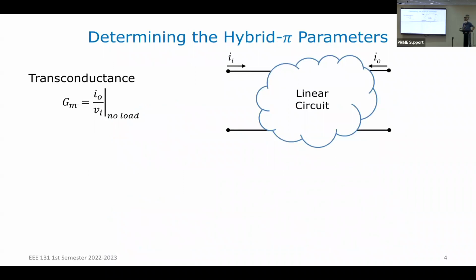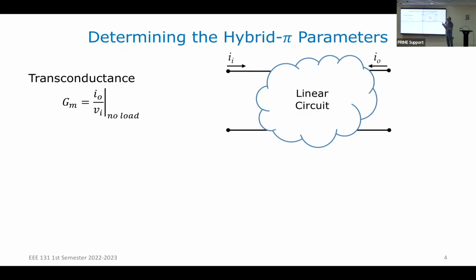Okay, then we went into a discussion of determining the hybrid pi parameters. The idea there is you have a linear circuit. This is a two-port network. How do you determine the hybrid pi parameters of this particular linear circuit if you want to represent it by the unilateral hybrid pi model? So the first parameter is transconductance. How do we define transconductance? That is output current divided by input voltage at full load condition.